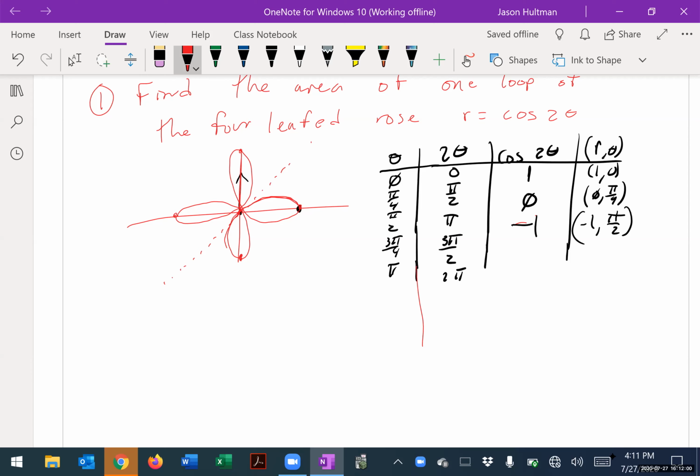Okay, and as theta goes from 0 to 2 pi, it creates all 4 of these petals, but we only want these petals. Okay, we only want one of the petals.